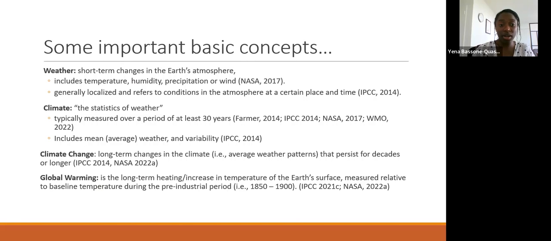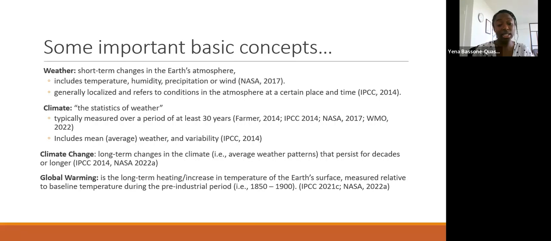One of them is the difference between weather and climate. Weather usually refers to short-term changes in the Earth's atmosphere, such as in the temperature, humidity, or precipitation. It's typically localized and refers to a specific time and place, whereas climate is really a lot more about the longer term trends in weather. It's defined as the statistics of weather and traditionally measured over a period of about 30 years and longer. It looks at the mean and average weather, but also the variability within that weather, so looking at changes in seasons and longer term trends and such things. And so that's the first distinction to make, the difference between weather and climate.